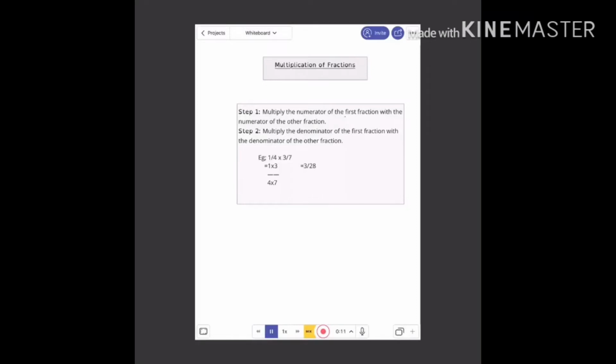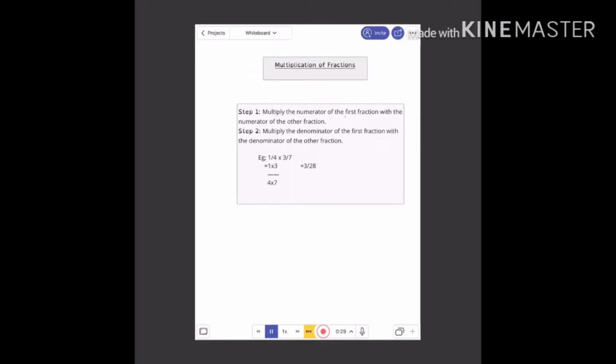First things first. The numerator is the number above the line of a fraction. It shows how many parts of the whole are indicated. And the denominator is the number under the line of a fraction. It shows the total number of parts created from the whole.